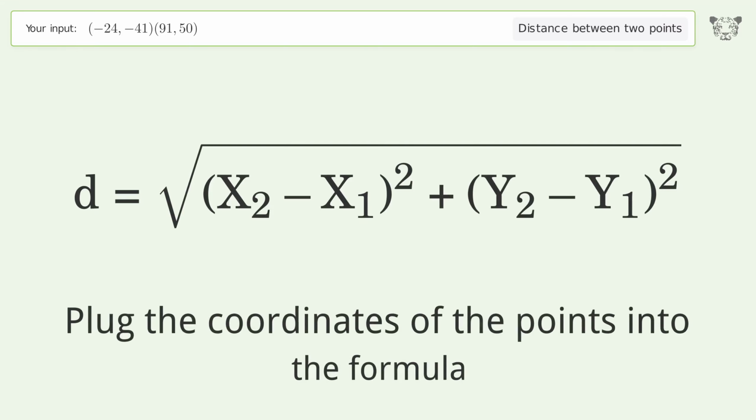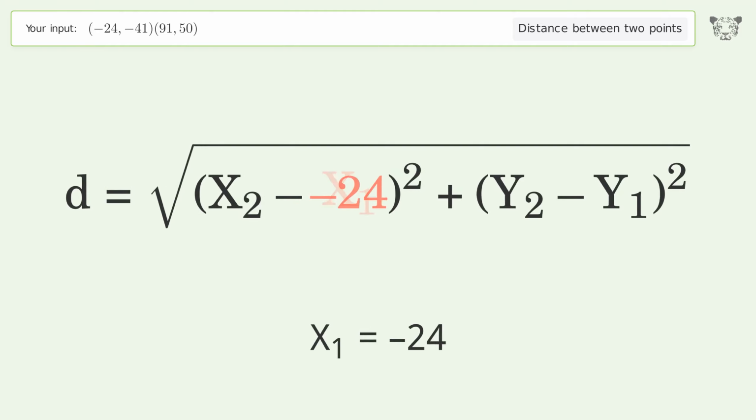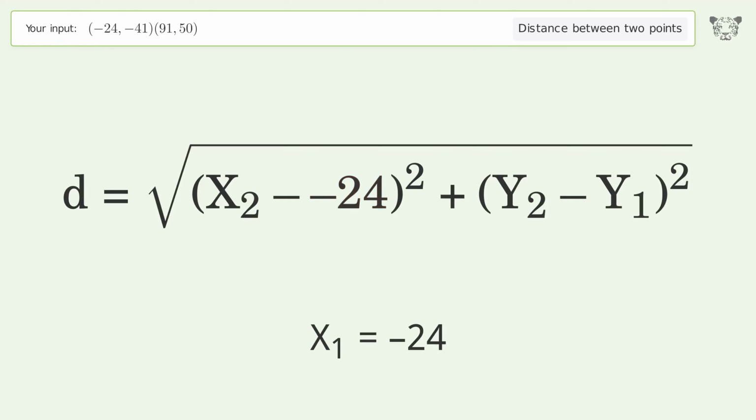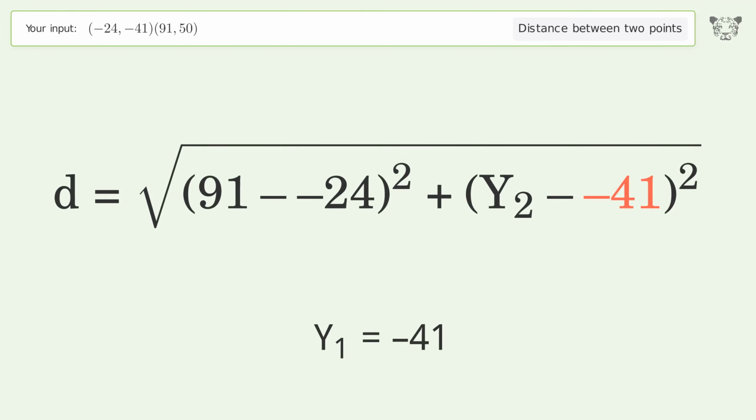Plug the coordinates of the points into the formula. x1 equals -24. x2 equals 91. y1 equals -41. y2 equals 50.